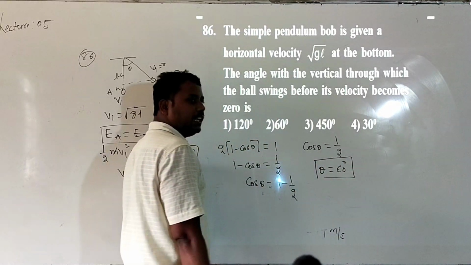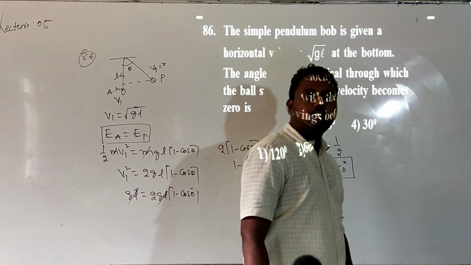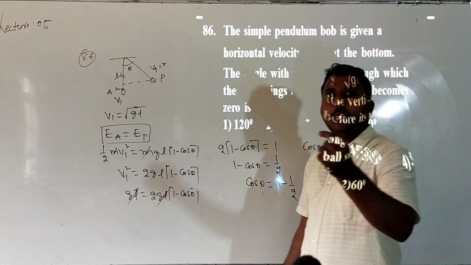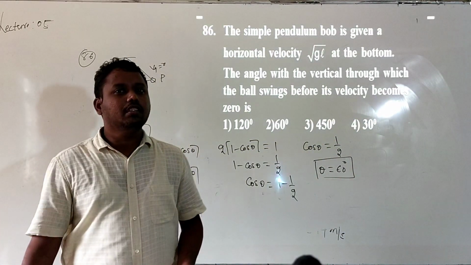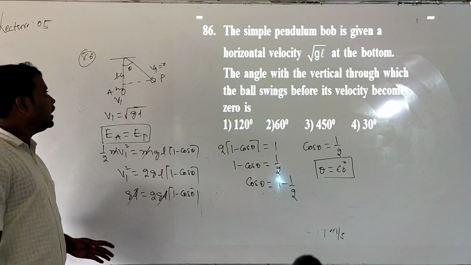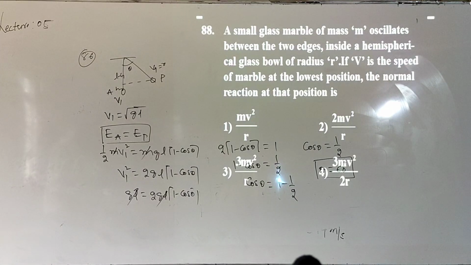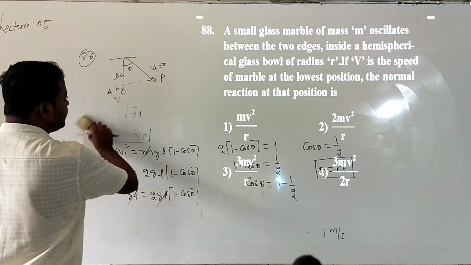Whenever the velocity given at the lower end is root GL, then at that time what happens? It will go to a maximum angular amplitude of how much? 60 degrees. Okay? This is question number 86. Next question. Question number 88.